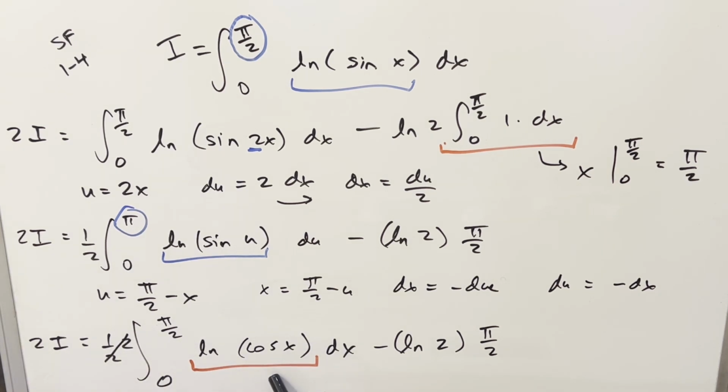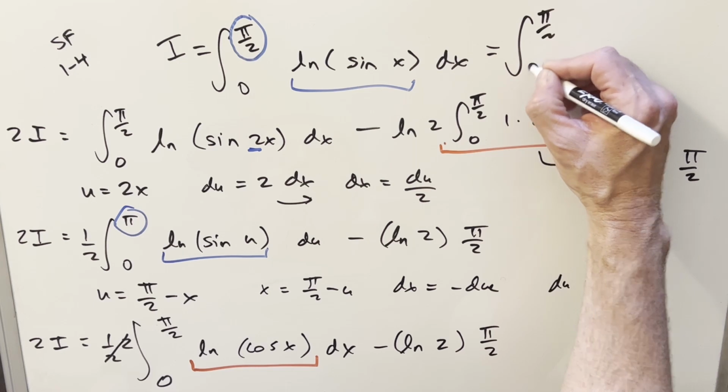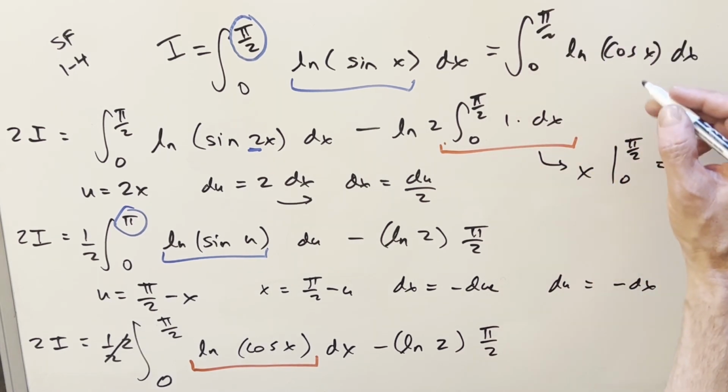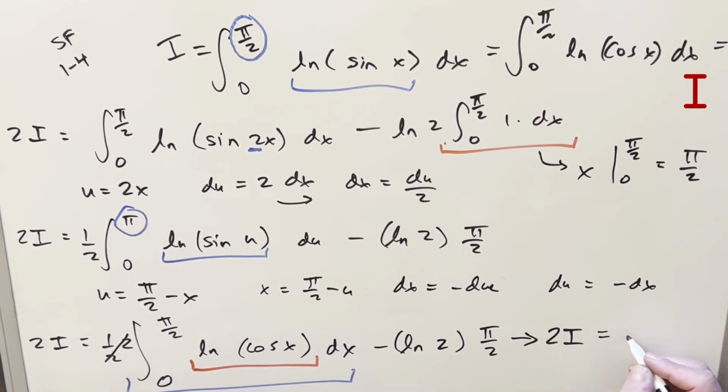But now at this point, integrating ln cosine of x from 0 to pi over 2, I erased it from the previous board, but we found earlier that that was the same exact thing as our sine of x integral. So this thing here is also I. So now that's just telling us that this integral right here is also I. So now I can really clean this up. I think I will try to squeeze it in right here because I don't need a lot of space. So we're going to have 2 copies of the integral: 2I is going to be equal to this I minus ln 2 pi over 2.